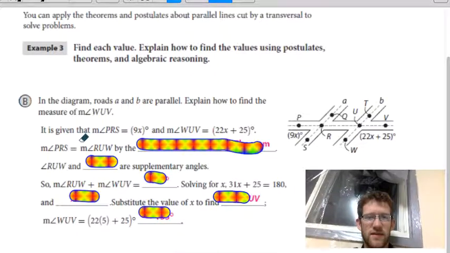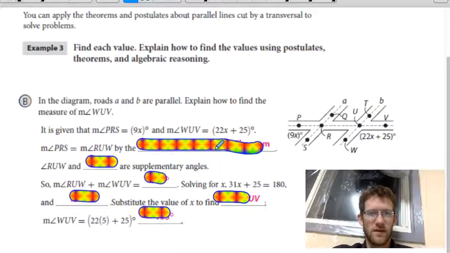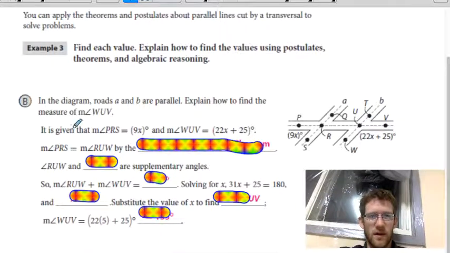This one says it is given that measure of angle PRS equals 9x. So that's that one here. PRS equals 9x. Good, it's labeled. And measure of angle WUV is equal to 22x plus 25. So this one here is 22x plus 25. And we need to find the measure of WUV. So we need to actually find out what that is, right?